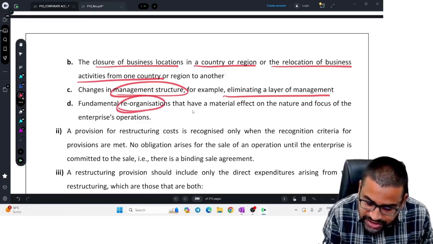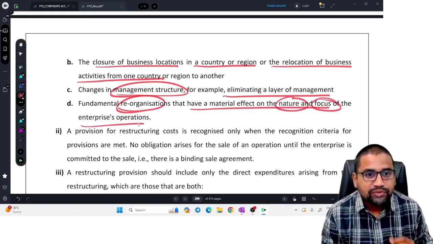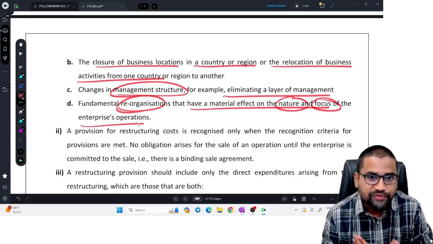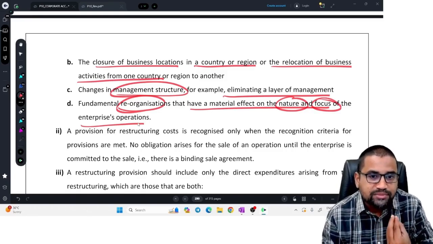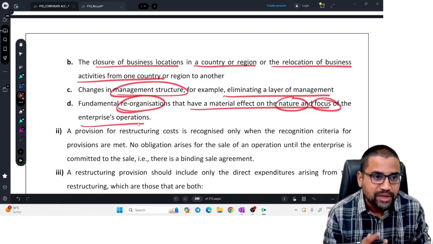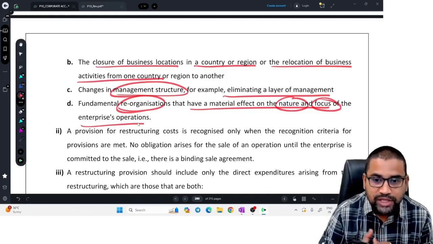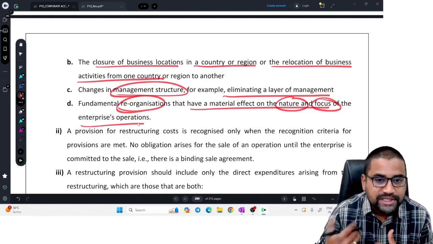Fundamental reorganizations that have a material effect on the nature and focus of the enterprise's operations. We want to change our nature and focus of operations. So we want to bring some fundamental changes, re-engineering of the organization, reorganization. Now see, we are seeing so many companies making a fundamental reorganization. The old companies are not coping with the present environment.